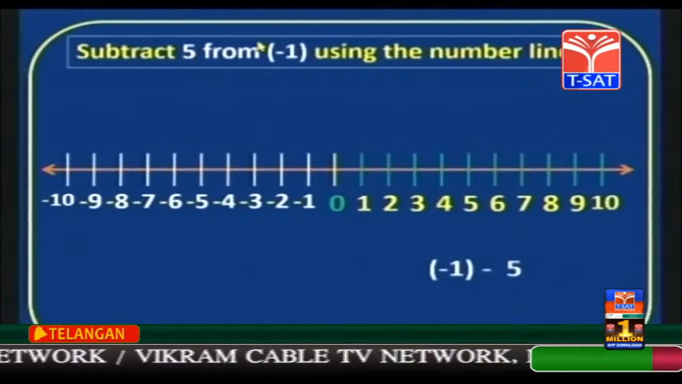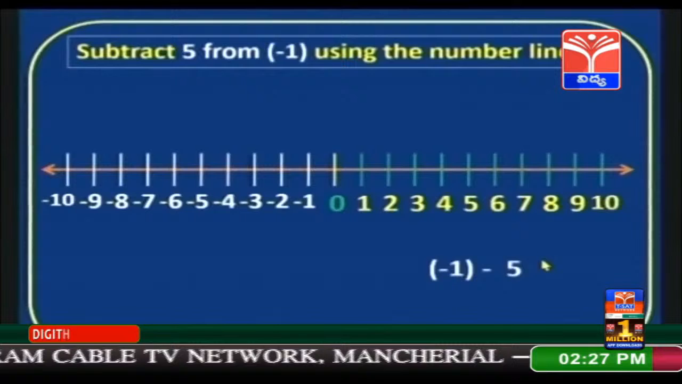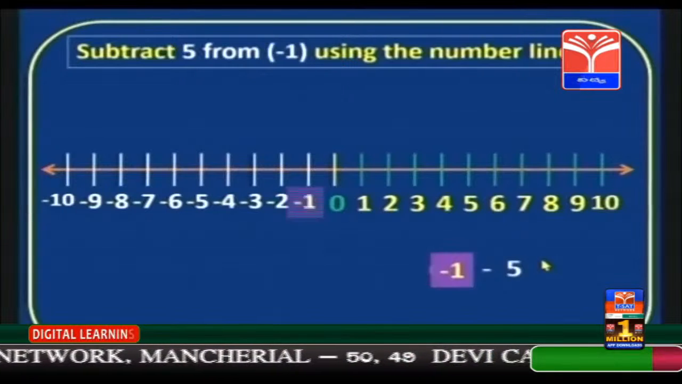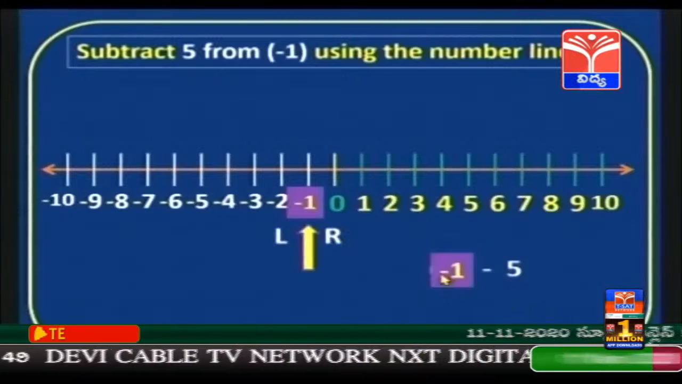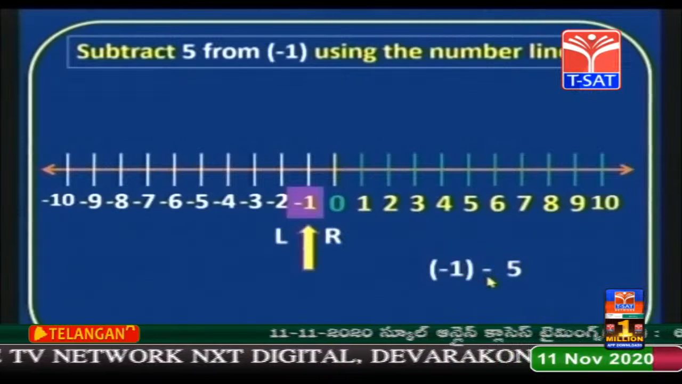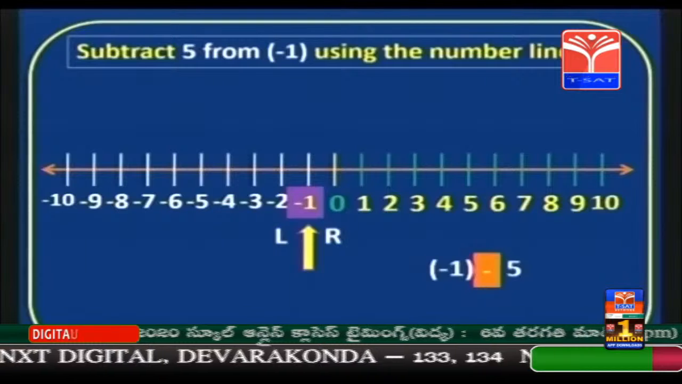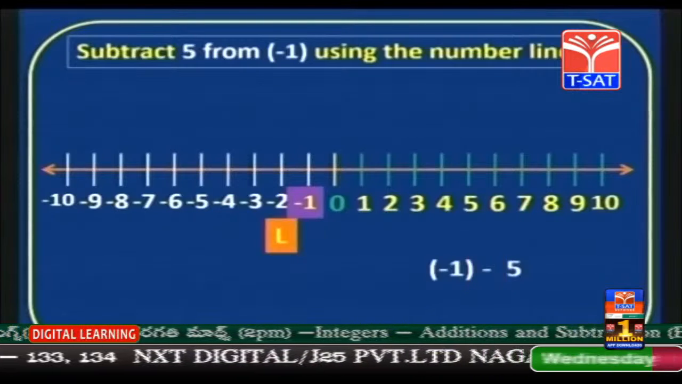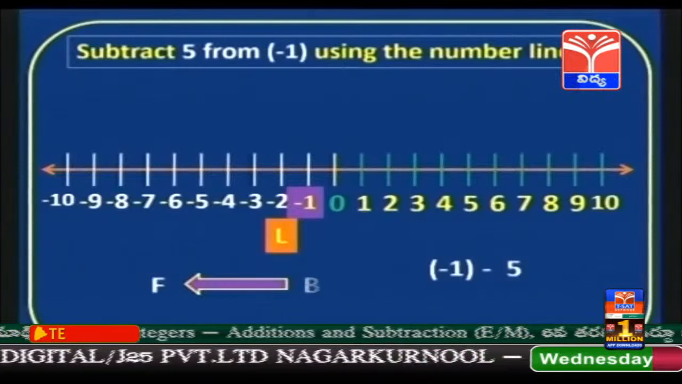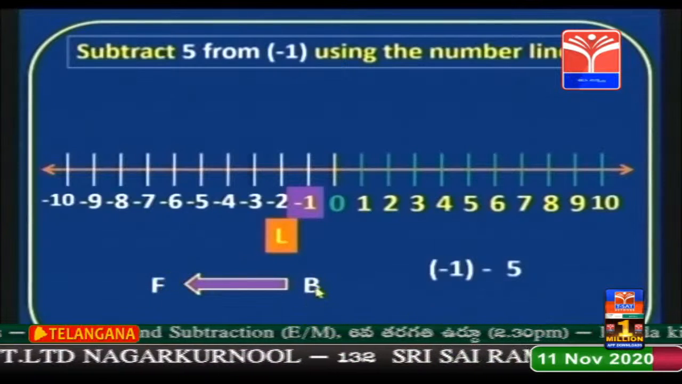See children, 5 from minus 1. So minus 1 minus 5. The first integer is minus 1. So you have to go to minus 1. So left side, right side. What is the sign between the integers? Yes, it is minus. So which direction do you have to turn? Left. Yes, I am taking a left turn now. For this arrow mark, this is forward direction, this is backward direction.